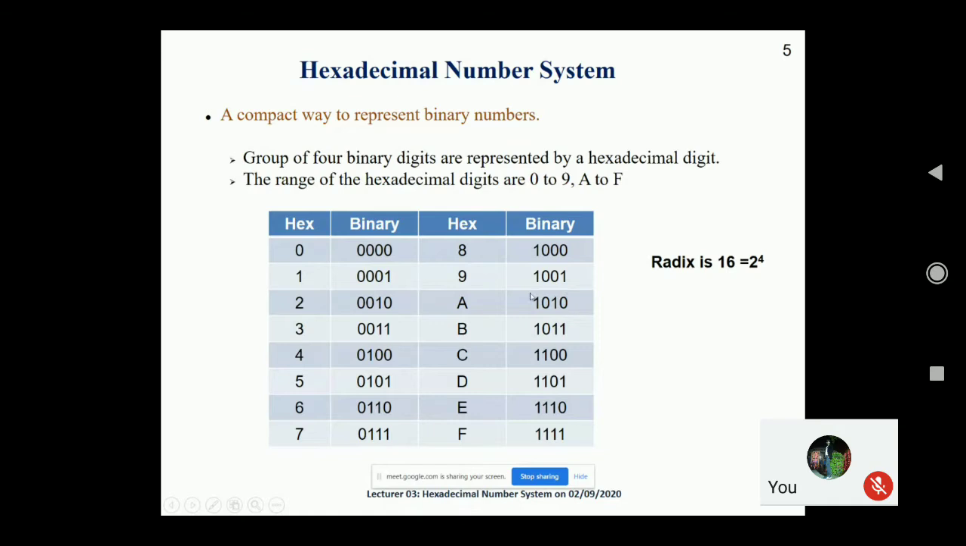When we convert 1010 to a decimal number, we get 10. When we convert 1011 to decimal, it is 11. But in hexadecimal, 1011 is represented by B. B is the hexadecimal value, and the binary value is 1011. Similarly, F is denoted by 1111. So F is a hexadecimal digit, and in binary it is 1111.